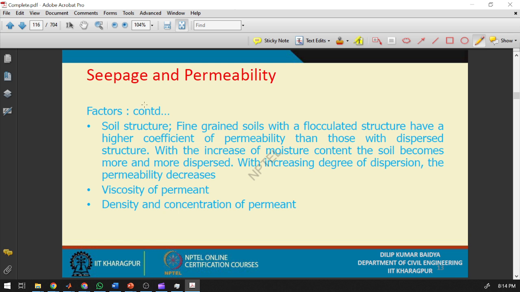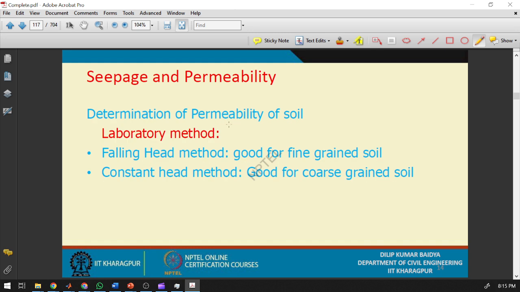Then seepage and permeability factors, structure: a flocculated structure has a higher coefficient of permeability than a dispersed structure. With increasing dispersion, permeability decreases. Viscosity of the permeant, if the viscosity is high, permeability will be low. Density and concentration of permeant, okay, almost the same.